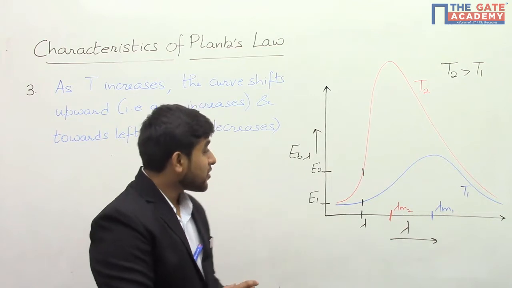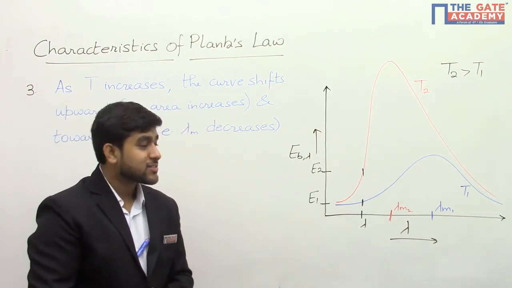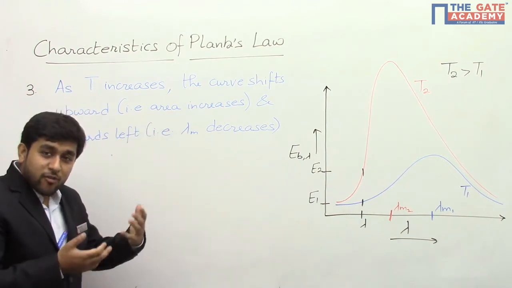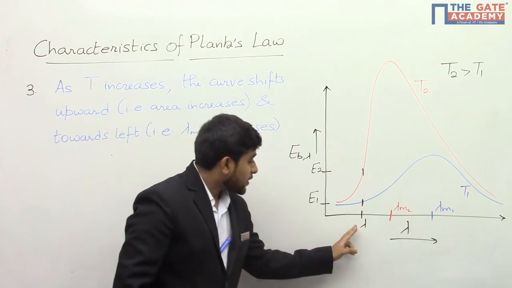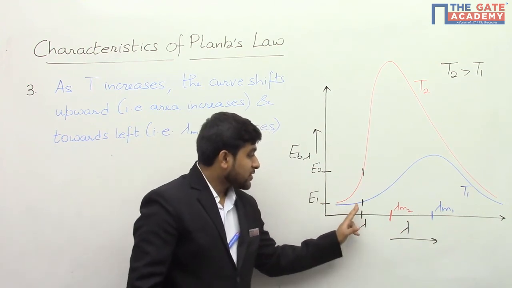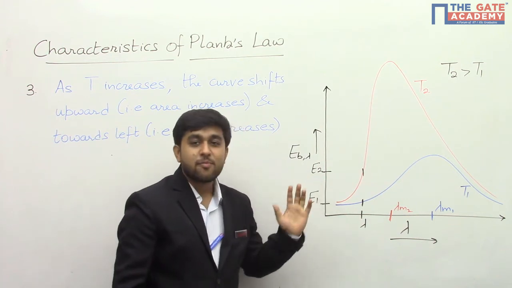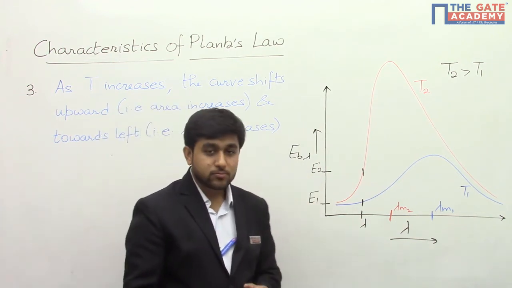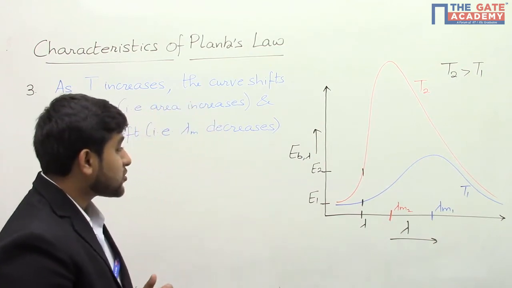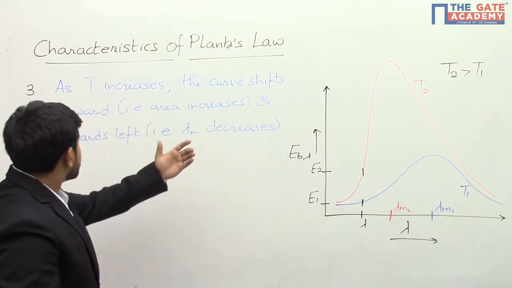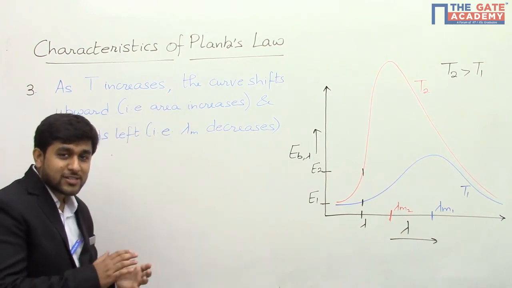The third feature of Planck's law is that as the temperature increases, the graph shifts upwards and towards left. Let us see what the meaning is. See, for a particular wavelength lambda, if the temperature is increased, the corresponding monochromatic emissive power will also increase. Let us see what this means.